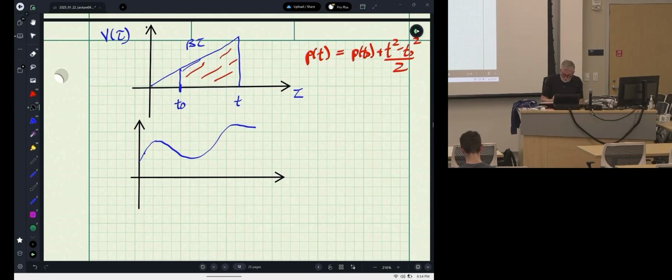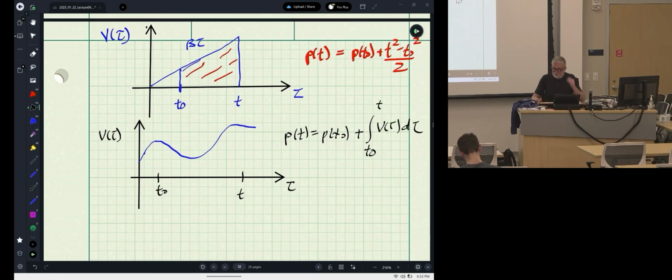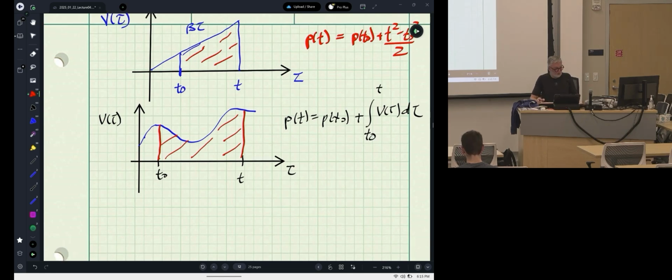Okay, and then when we get to something like this, it's truly P of t is the initial position plus the integral from t0 to t of v of tau d tau. Okay. So we use integrals to go from velocity profiles to position. Perfectly fine.